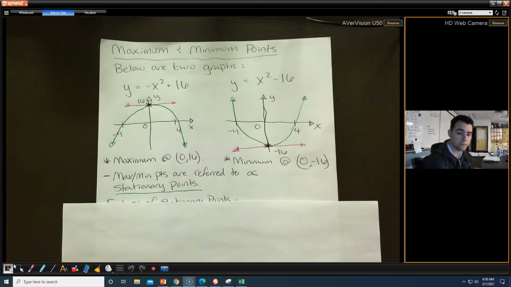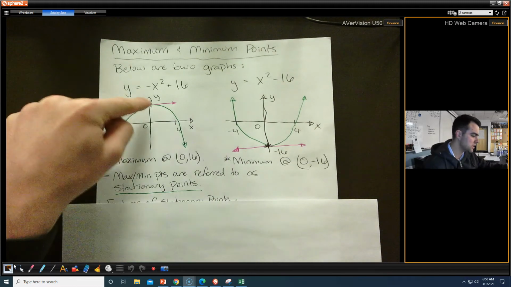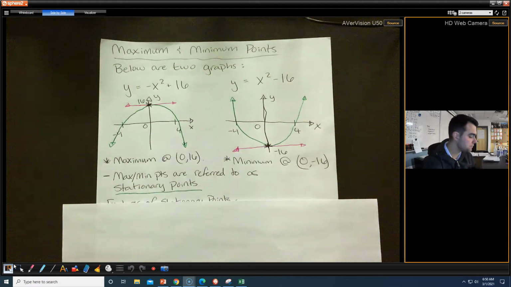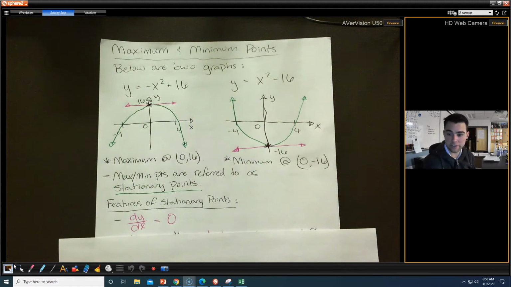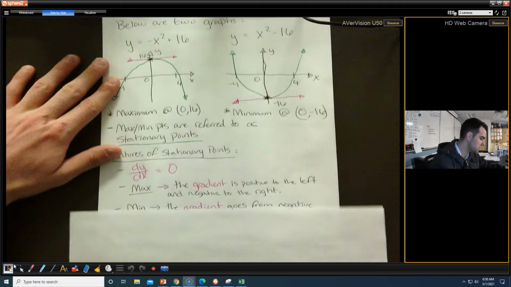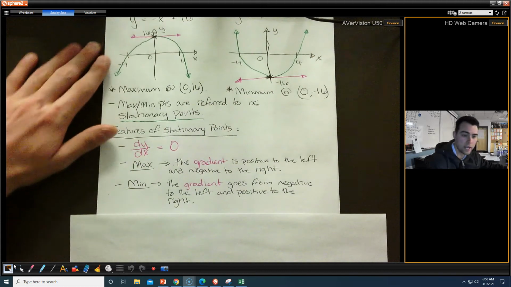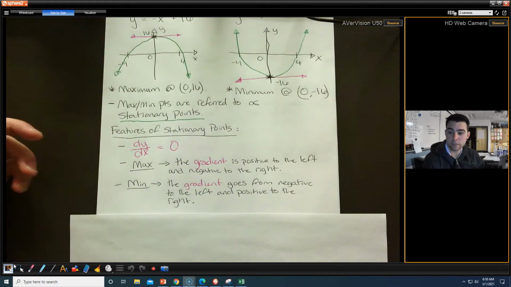So first of all, we call max and min points stationary points, just because they are neither increasing nor decreasing. They are stationary, okay? They are just chilling right here and here. And there's a couple features of stationary points. This is the connection to derivatives right here. dy/dx is equal to 0 right there.